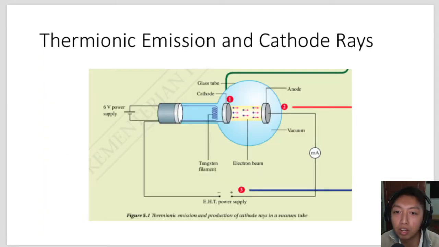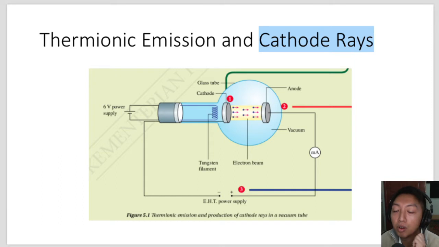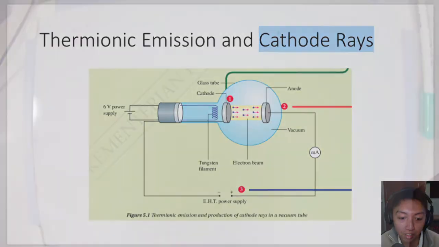So this is what we call, or we're creating something called, a cathode ray. There are several different ways to create a cathode ray. This is just one possible way to do it. But I'm going to draw it on the whiteboard to make it clear.